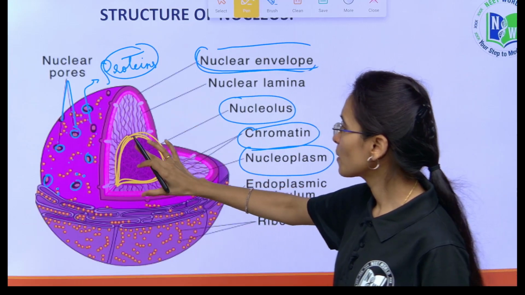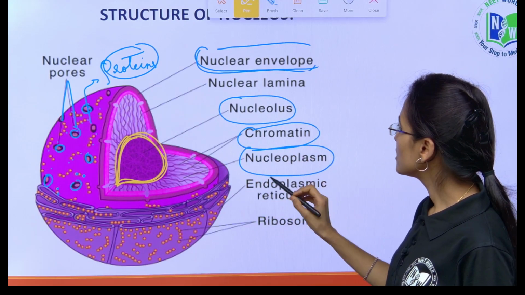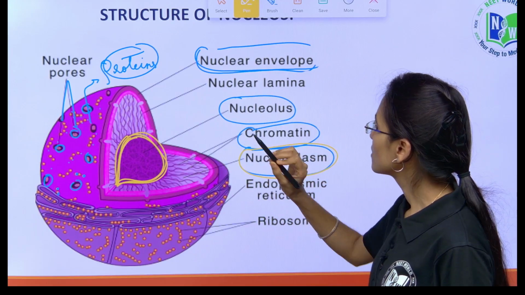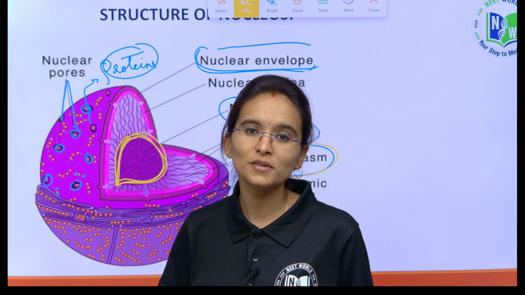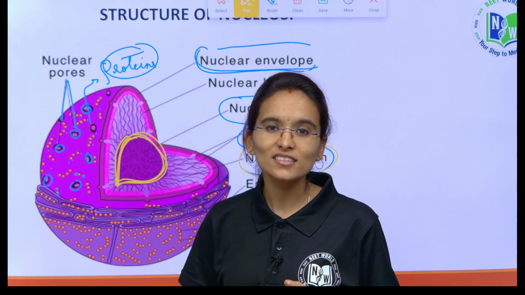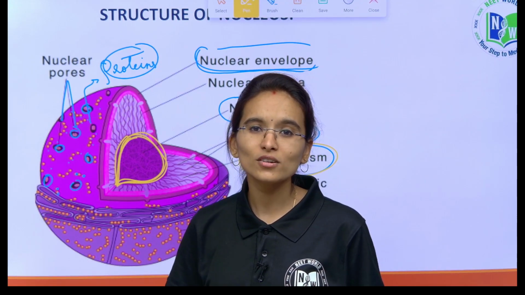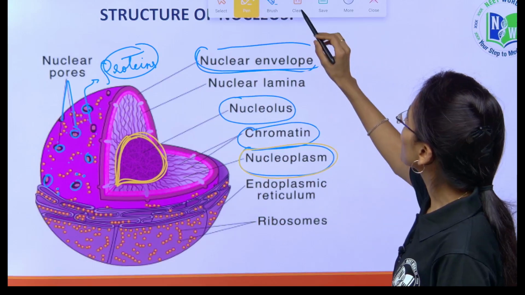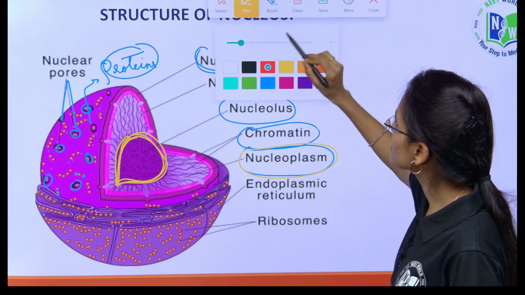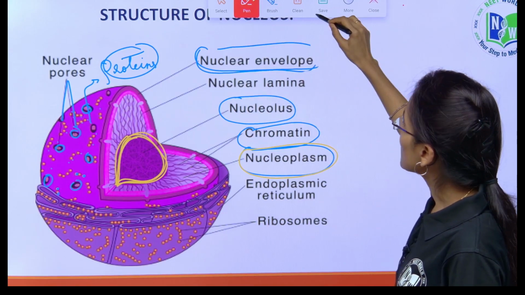Okay, next, coming towards the nucleoplasm. Clear about the nucleolus? The nucleolus is just a spherical shaped body and it is a stained structure. It is a non-membrane bound structure which is present inside the nucleus. Okay. Now, let's discuss the nucleoplasm.